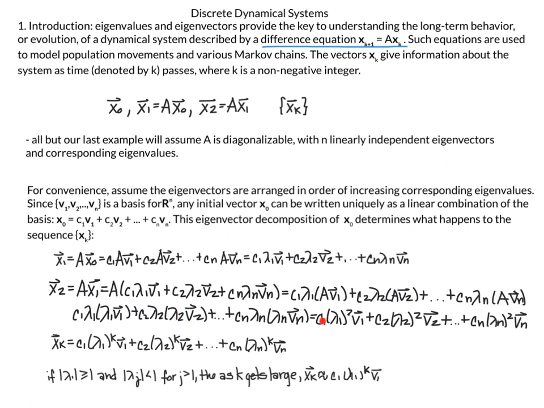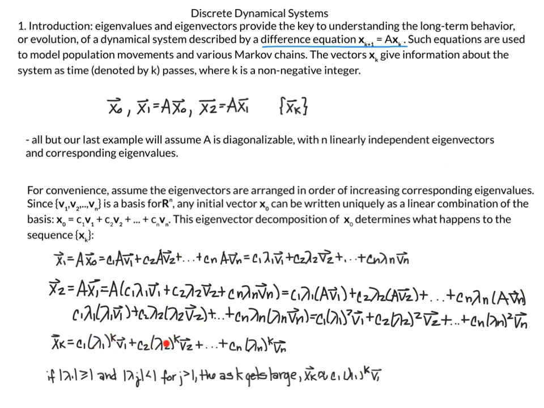So what we get is C1 lambda 1 squared V1 plus C2 lambda 2 squared V2 up to Cn lambda n squared Vn, which means our x to the k is equal to C1 lambda 1 to the k V1 plus C2 lambda 2 to the k V2 up to Cn lambda n to the k Vn. Now looking as k gets large, as long as these lambdas are less than 1, these lambdas to the k are going to go to 0.